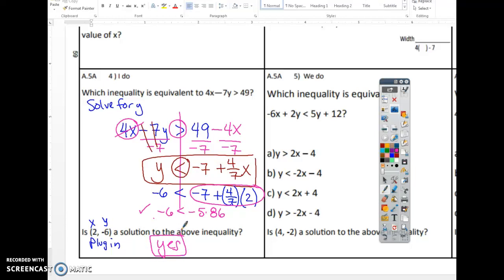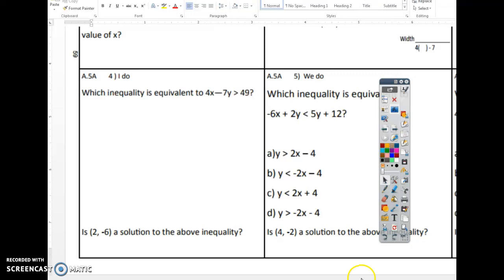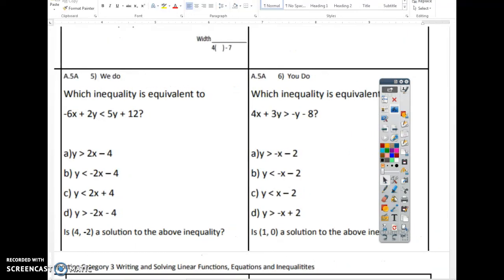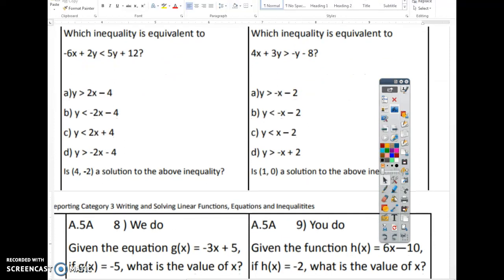Okay, so we're going to do the same thing for number 5. Now they gave you answer choices. So it says which inequality is equivalent to this. So first you have to solve for y. And how do you know that you're solving for y? Because all of the answers are in y. So it's kind of like y equals. So we're solving for y.